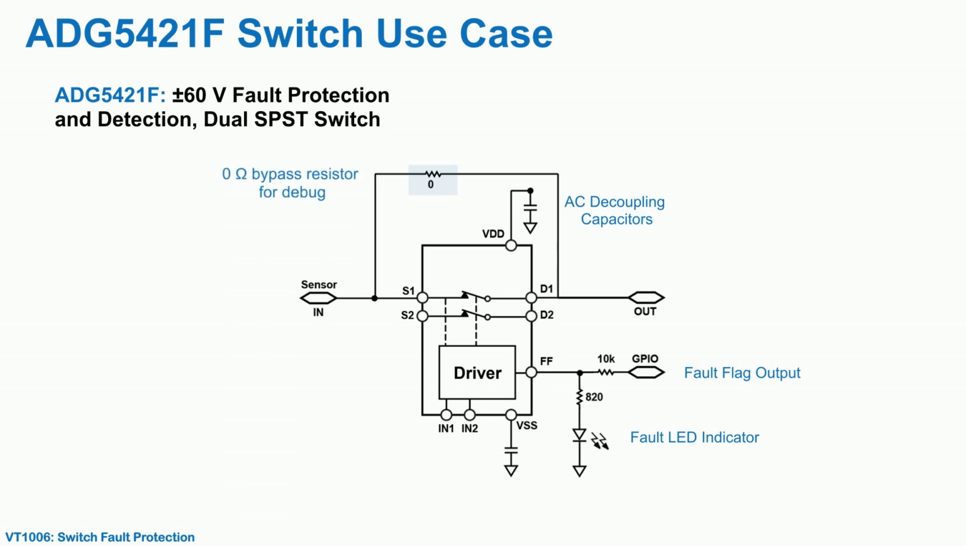Note the 0-ohm resistor in series with the switch. This facilitates debugging by enabling the switch to be bypassed. In the final version of a PCB solution, this resistor would be removed.